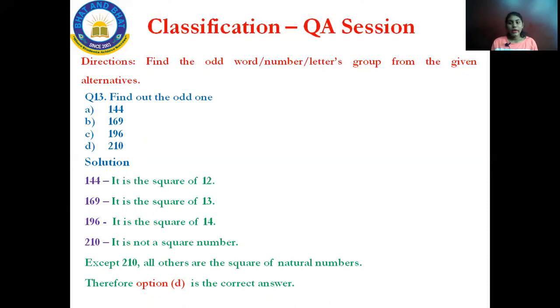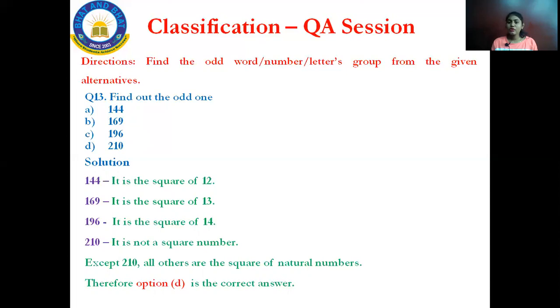210 is not the square of any number, but options A, B and C are squares of 13, 14 and 12. 210 is not a square number. Except 210, all others are squares of natural numbers. Now what is the correct option? Option D is the correct answer. This is how you have to reason each and every question. I keep on telling, ticking is very easy. Choosing some answer among the given options is very easy, but you have to reason. Now itself, you start with the reasoning.